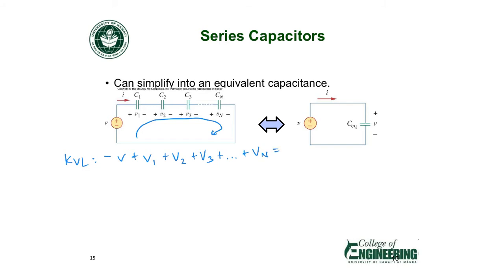all the way to Vn is 0. We also know that the voltage across a capacitor is 1 over C from time t naught to t of the integral of the current through the capacitor plus the initial voltage across the capacitor at time equals t naught. Yeah, that was the equation that we had from last time.